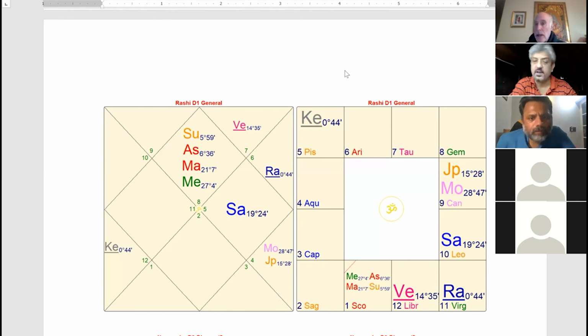Yes. What sign would it go to then in Navamsha? It'll be in Cancer, in a water sign. And see how favorable a house Cancer is in the birth chart. Yes. Ninth house. Ninth house.